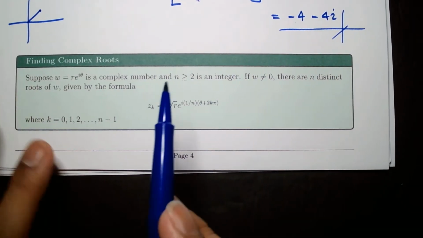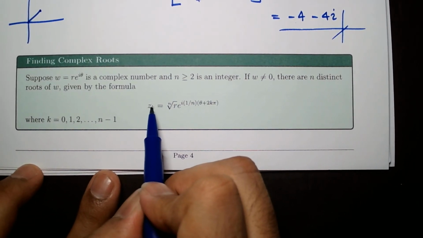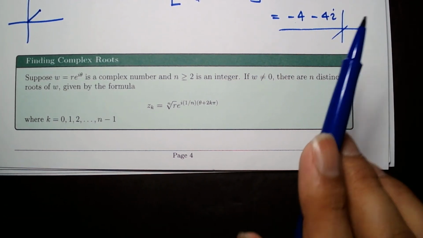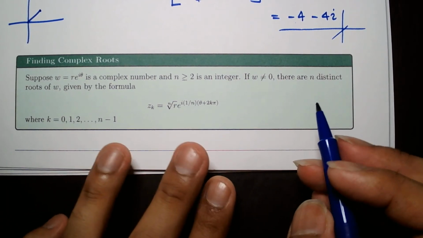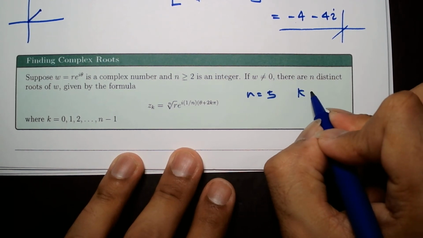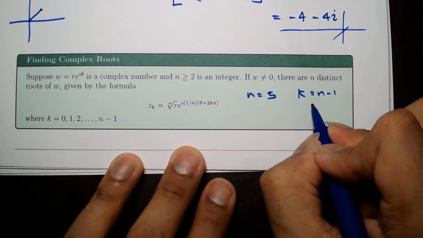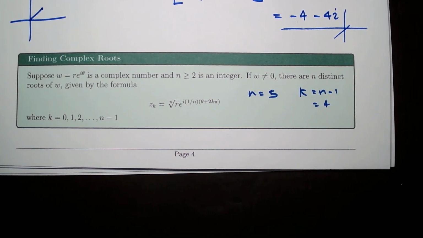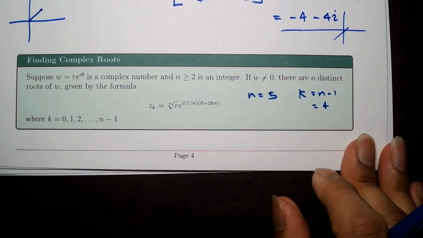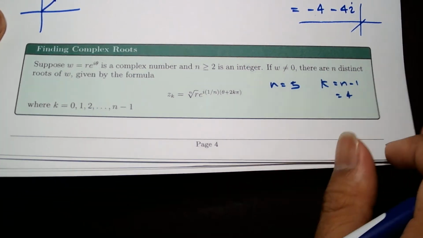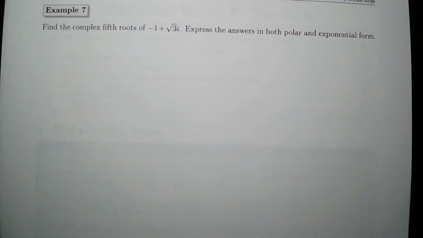So the formula is right here. z_k, where in this case k would be every iteration of the solution that we are going to find. For example, if we want to solve an equation of 5th degree, n equals 5, k would go up to n minus 1, in this case 4. We're going to go from 0 all the way to 4. We're going to do the calculation 5 times. Just looking at the formula, it looks pretty, but it's better if we see that formula in action. So let's go ahead and look at one example.